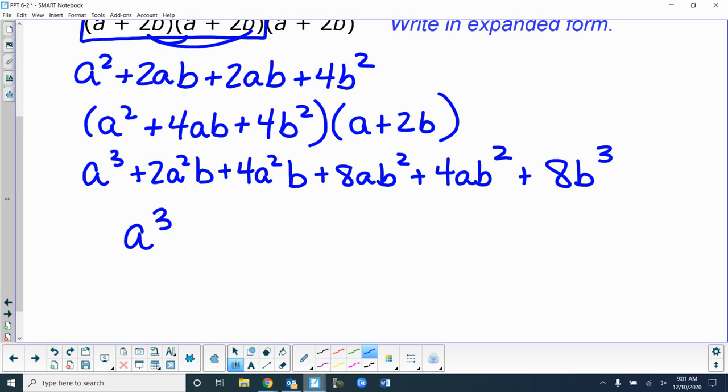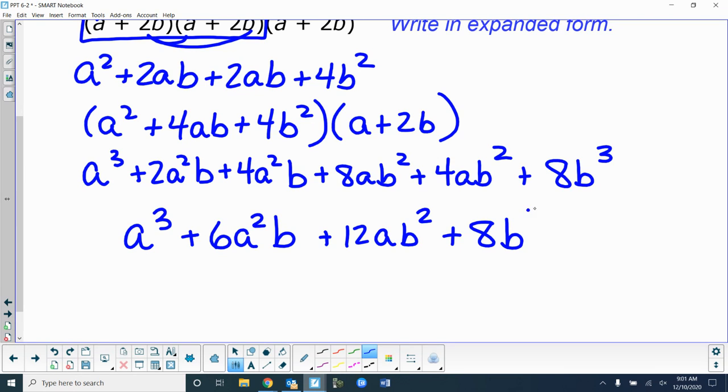2a squared b plus 4a squared b, those are like terms, so I can actually add those, and then the a squared b doesn't change. That's what Sammy was asking. All right, that just stays. Just add your coefficients. 8 plus 4 is 12ab squared, and then the 8b cubed.